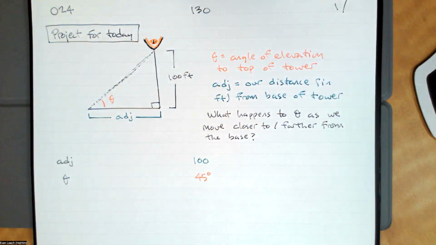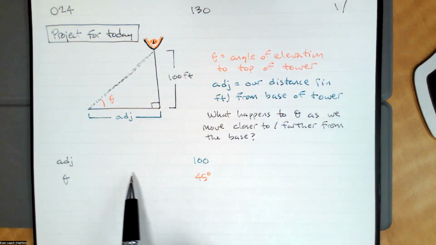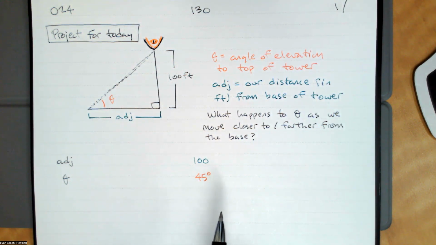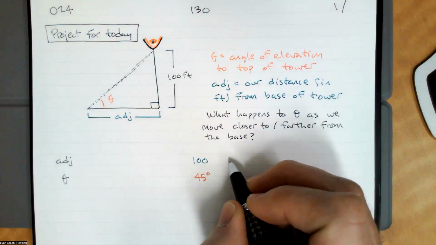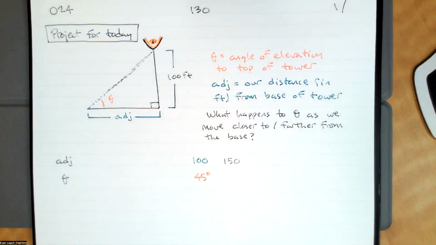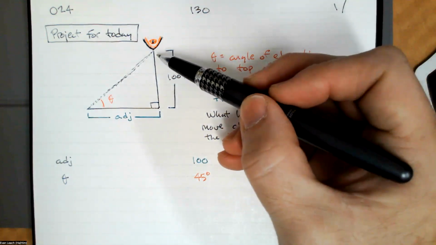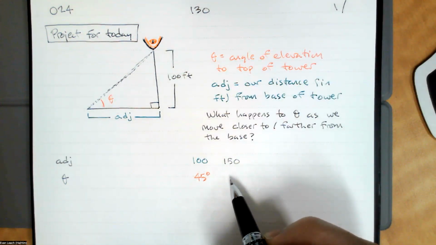We're going to take that as our baseline, and then we're going to move farther away from the base and closer to the base and see what effect that has on the angle. That just means we need to pick some values to move as we move away from the base. So on this side, let's go to 150 feet away from the base. So I'm going to have an adjacent side of 150. Our opposite side is going to be the 100, and then we can calculate our angle.